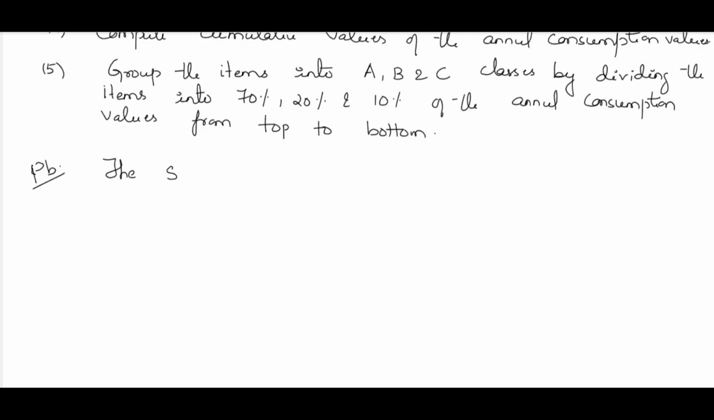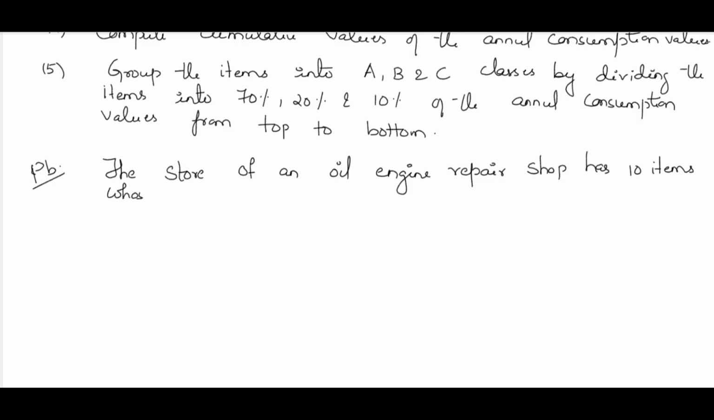So now I'll work out one problem with you. The main advantage of ABC analysis is that stocking can be controlled, cost is also controlled, we get improved services, and warehousing is also a factor. So because ABC inventory extends to our warehouse management. So now this is the problem I'm working out. A store of an oil engine repair shop has 10 items whose details are given below. You can see.